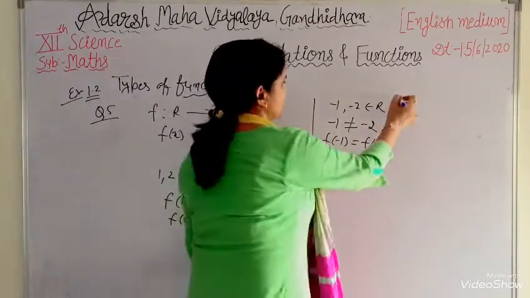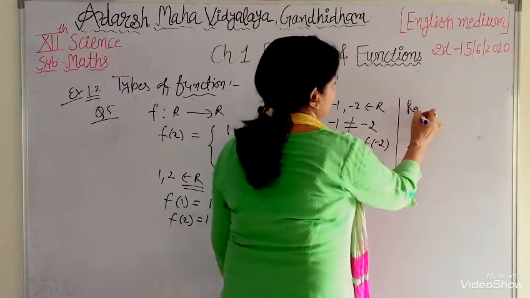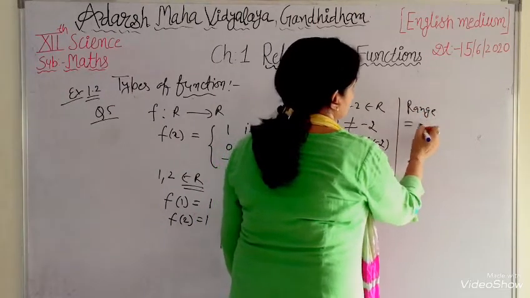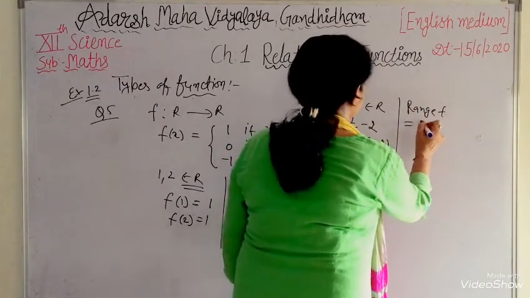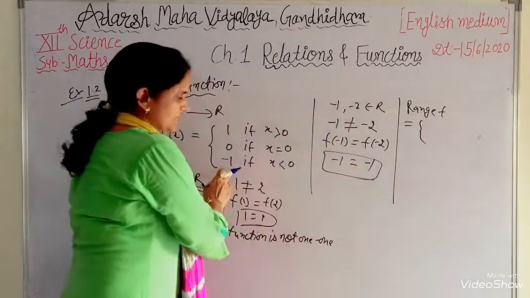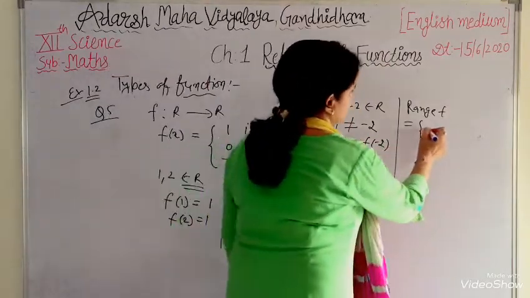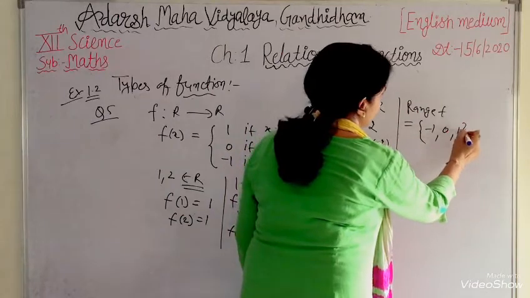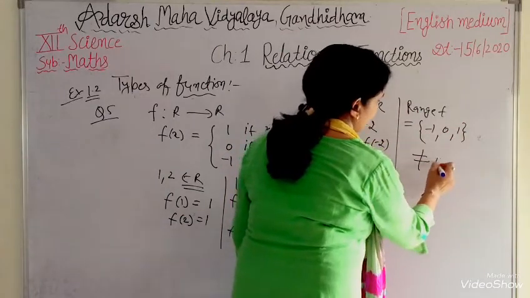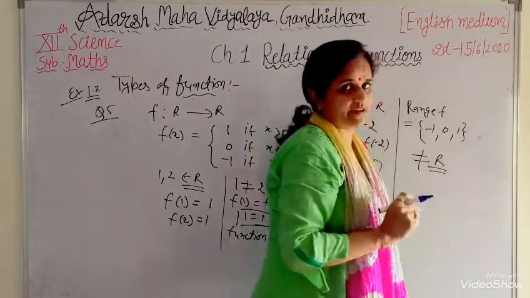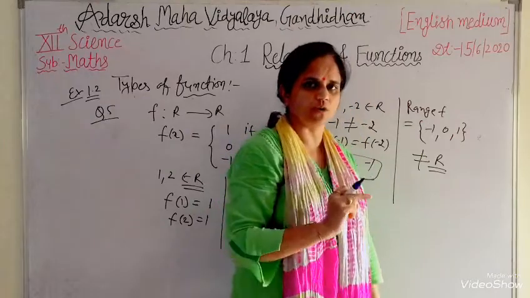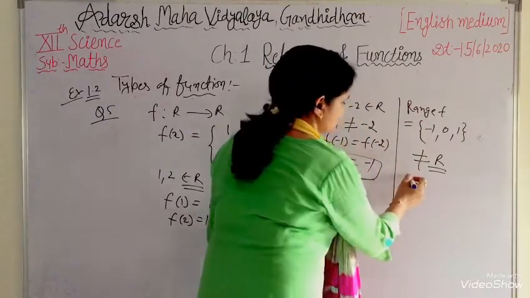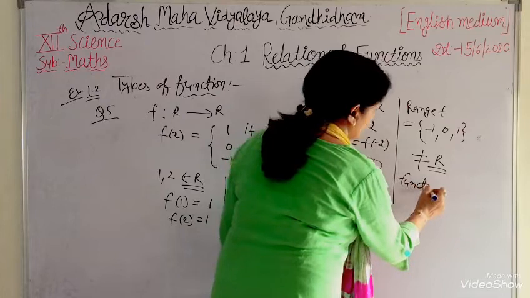For onto, student, here range. What is the range? Range is only minus 1, 0 and 1. It is not equal to R. Here range is not equal to codomain. Hence function is not onto.